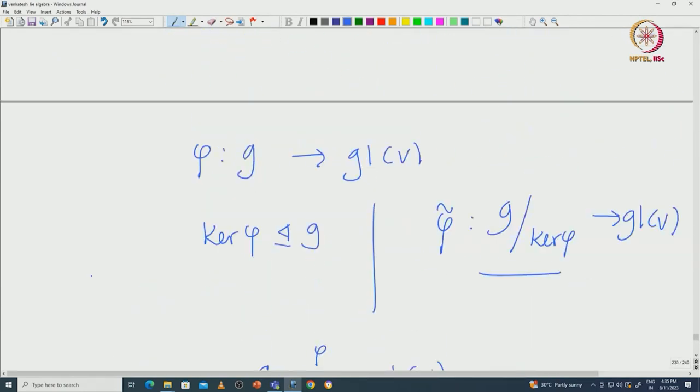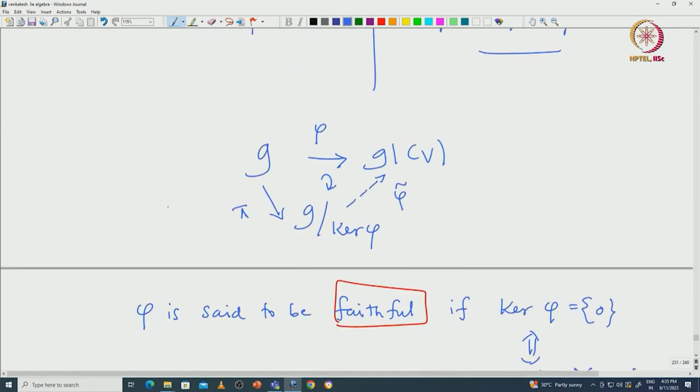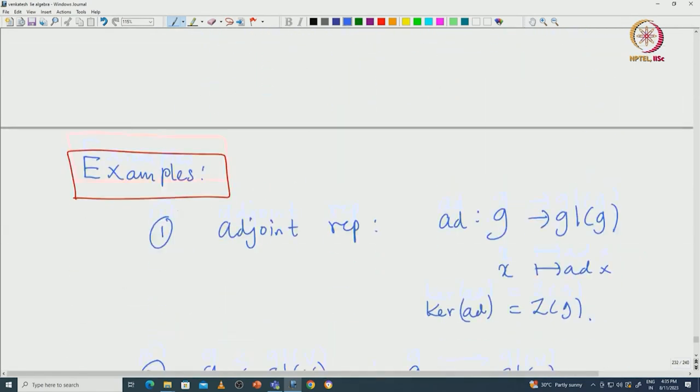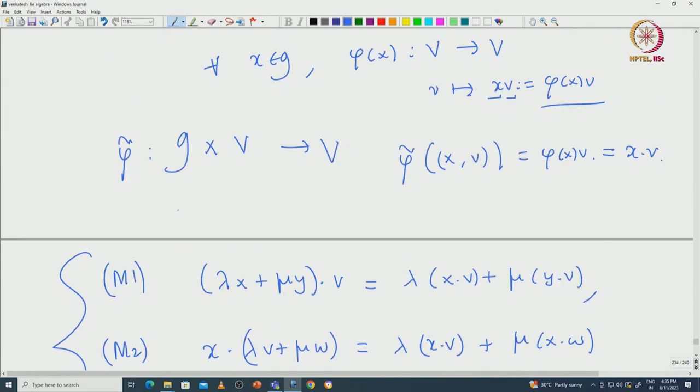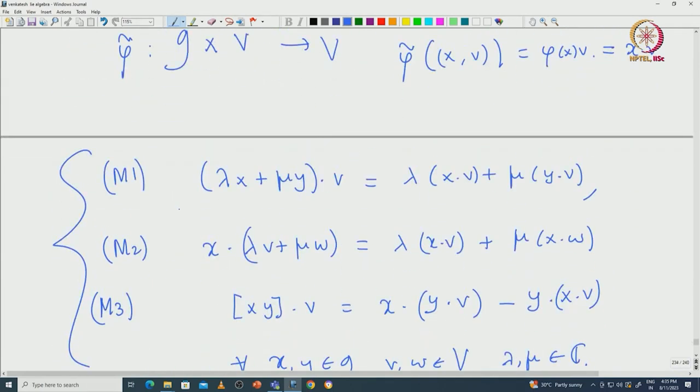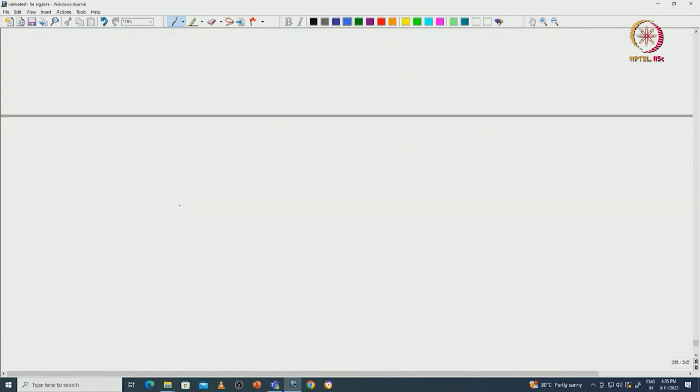So, if phi is a representation, and you define a map (x, v) goes to phi(x) v, you can see that all these properties are satisfied. And conversely, suppose you have a sigma from G cross V to V, where (x, v) goes to, again you can denote it by x dot v or sigma of (x, v), whatever way you want to denote.